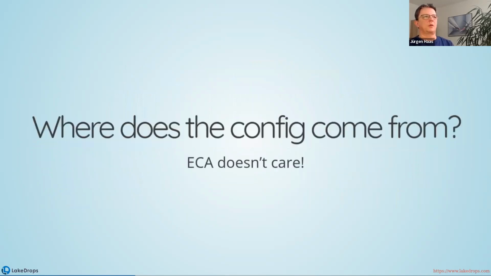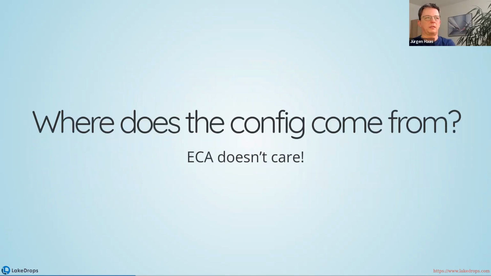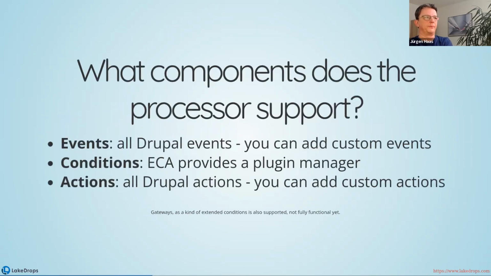The question is, where do those config entities come from? And ECA itself doesn't care about that at all. It comes from the modeler, the UI system, or you can write them by hand, or you can create them by an external application, whatever you like. The config file is YAML, that is a hierarchical structure defining events, conditions, and actions, and that's it. Everything else is logic in the processor of ECA.